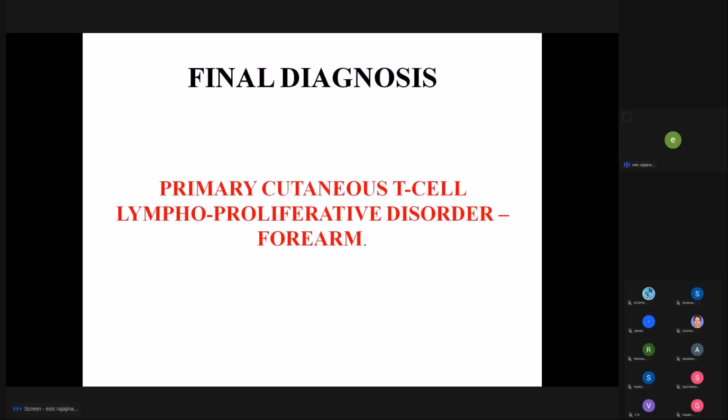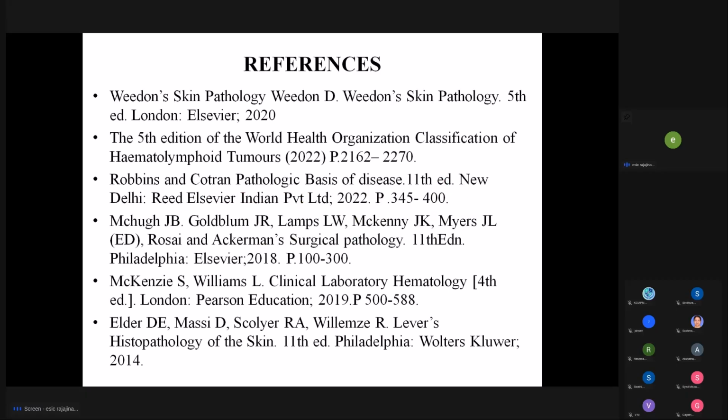Final diagnosis, I would like to give primary cutaneous T cell lymphoproliferative disorder of the forearm. These are my references, and thank you.